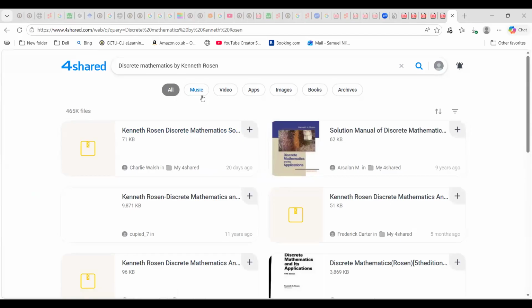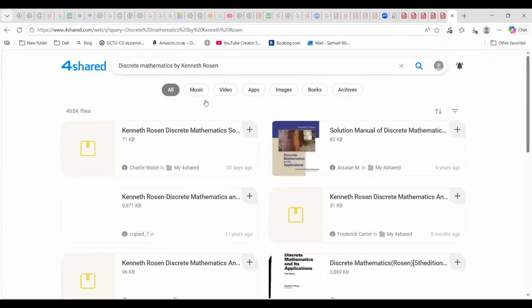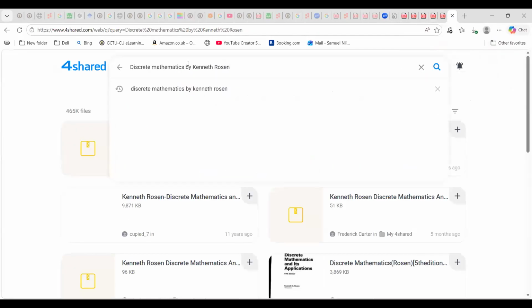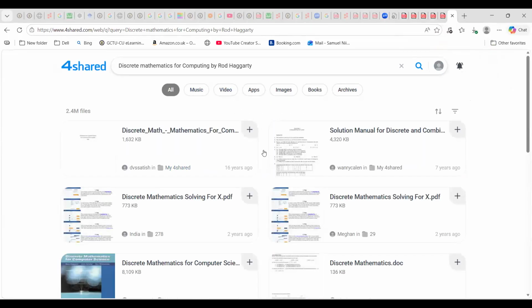So if you look at the course outline I'm going through, this one, for example, Discrete Math for Computing by Rod Haggerty. For a long time, I don't see it available. I'm not sure whether it's available here. Okay, so you see, I don't see it here. The other books for computing is a book that is still being sold, so you see it on Amazon.